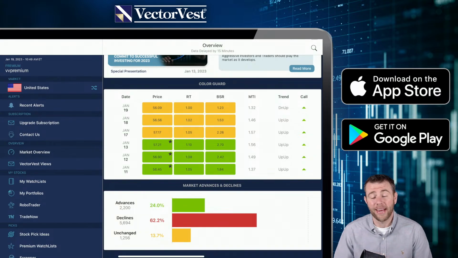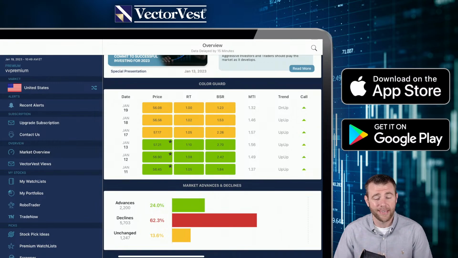And as we can see, it is yellow today since we are moving lower day over day and actually week over week. But since 5 days ago, we had a green light showing on January 11th. We can't go from green to red over that 5-day trading period, so therefore we do have just the yellow light showing there in the price column today. RT, same situation, moving lower day over day and week over week, but it still remains at 1, so therefore it still is going to stay yellow.